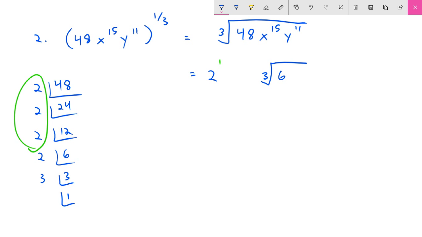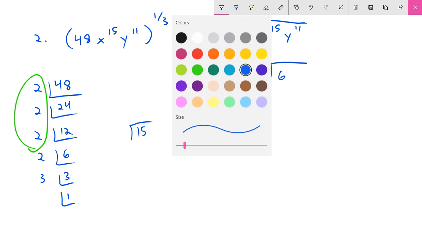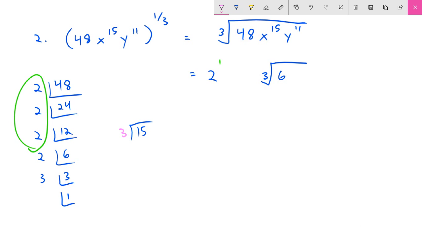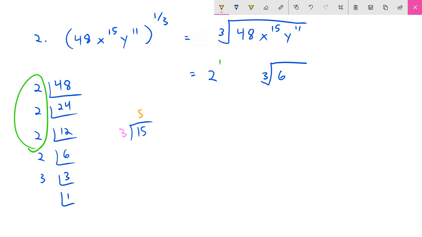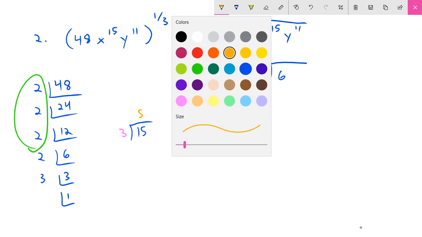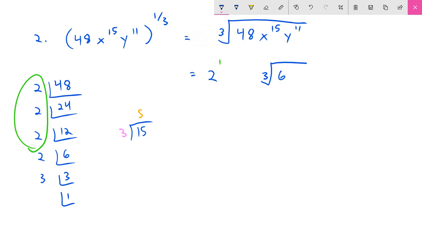So then we move on to the x term. X to the 15th. What do we do with that? 15 divided by 3. Why 3? That's the index. And what is that? 5. Any remainder? No. So what does that 5 tell me? What's on the outside? X to the 5th. X to a power of 5. Right. So there's no remainder, so there's no x's remaining on the inside.